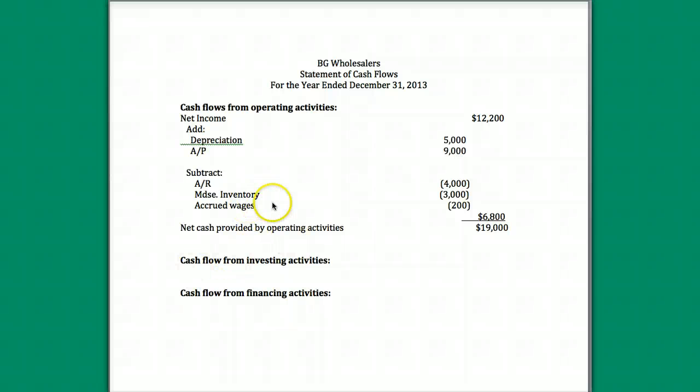Accrued wages, that's the other item that I added. There was a $200 difference there, and there was a decrease in this. Whenever you decrease a liability, a decrease in debt, the only way that happens is that you pay it off. So in this particular case, that's why we're subtracting it, because we're using $200 of additional money to pay it off and make this smaller than it was in the previous year.